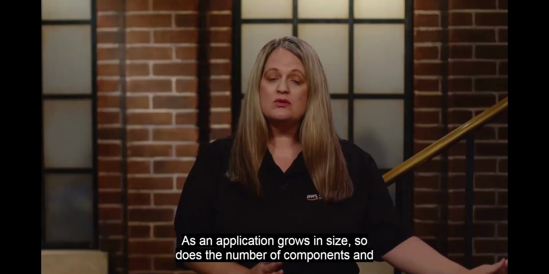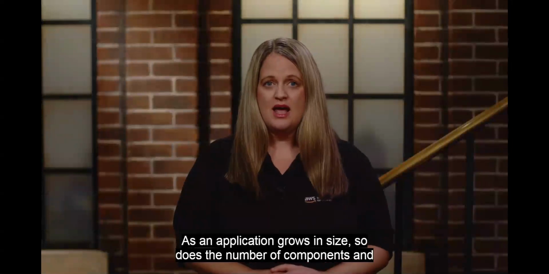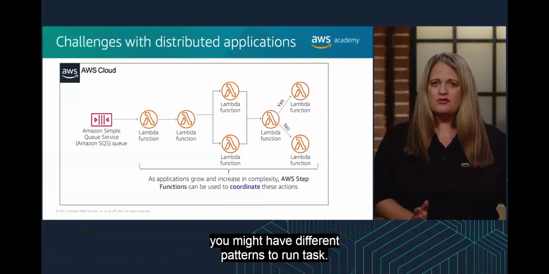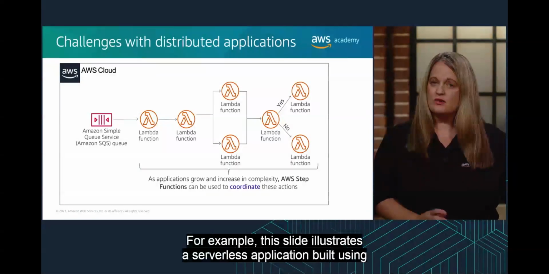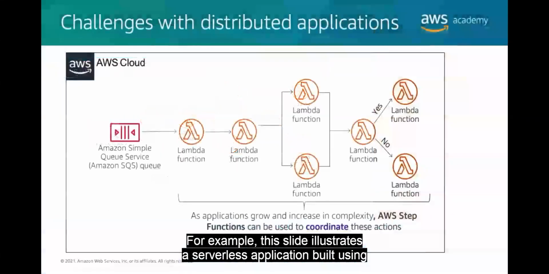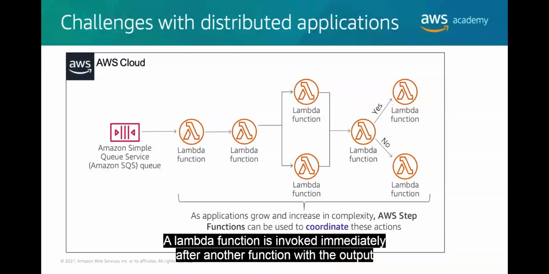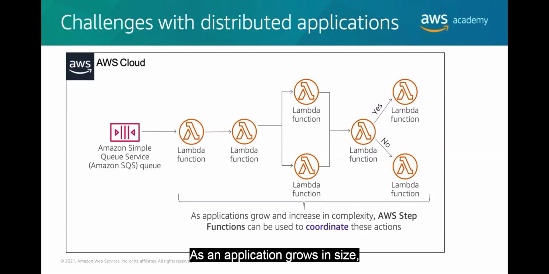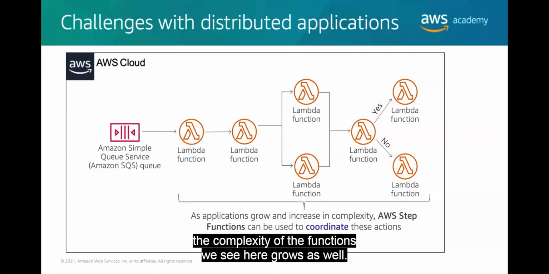As an application grows in size, so does the number of components. And with the increasing size comes increasing complexity. You might have different patterns to run tasks. For example, this slide illustrates a serverless application built using Lambda functions. In it, a Lambda function is invoked immediately after another function, with the output leading to invocation of a parallel function, with that output fed into a choice function. As an application grows in size, the complexity of the functions we see here grows as well.